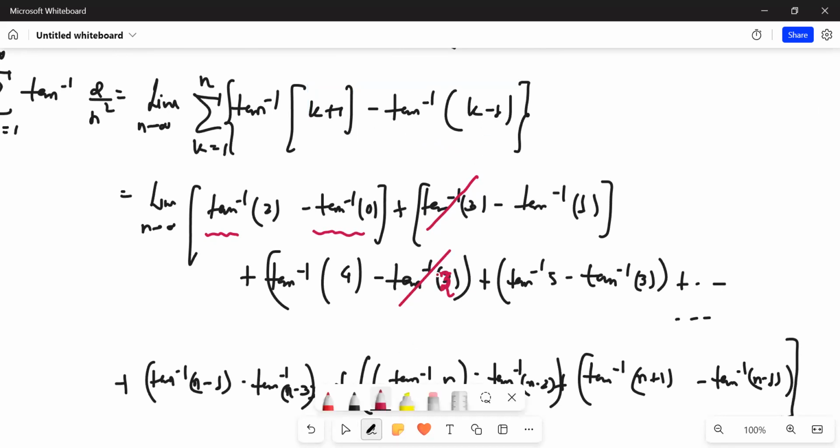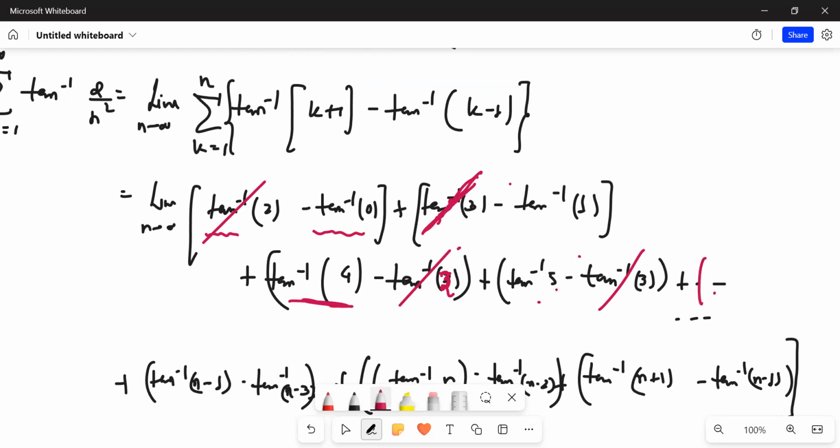This is 2. Sorry. So in any bracket, the former part is being cut by the next to next bracket's latter part. Okay, this is how the cutting pattern is. In any bracket, the tan inverse 4 would be cut by the next bracket's latter part.